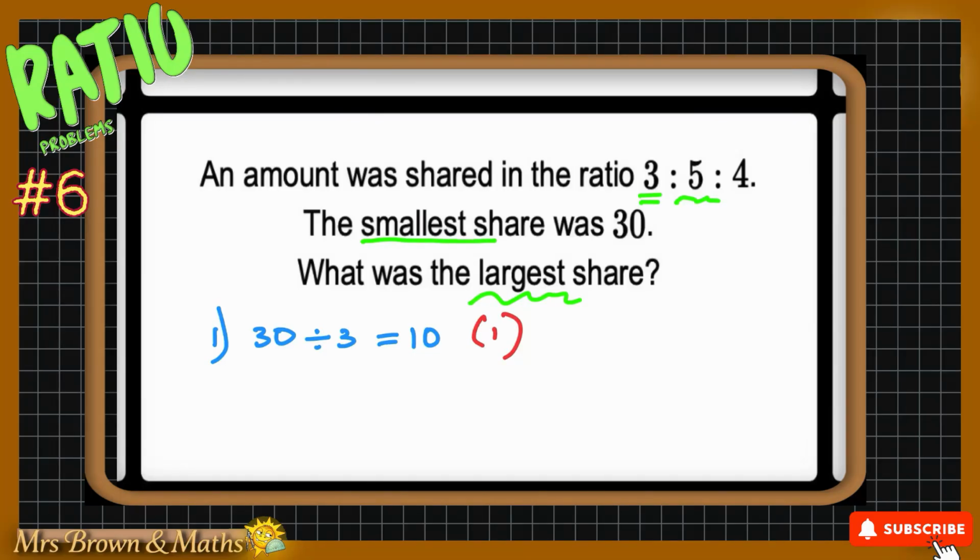How to work out the largest share? The largest number in the ratio is 5. The value of one share is 10. So 5 times 10 will be 50. Final answer, second exam mark.